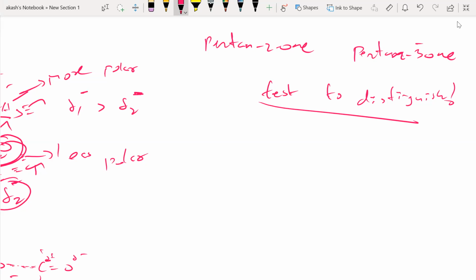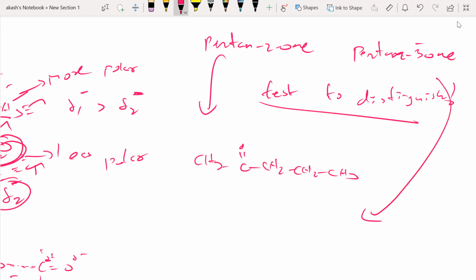Sir, is it iodoform test, sir? Iodoform test. Yeah, good, that's a good one, right? So look at this, people. Pentan-2-one will look like this, and pentan-3-one will look like this.